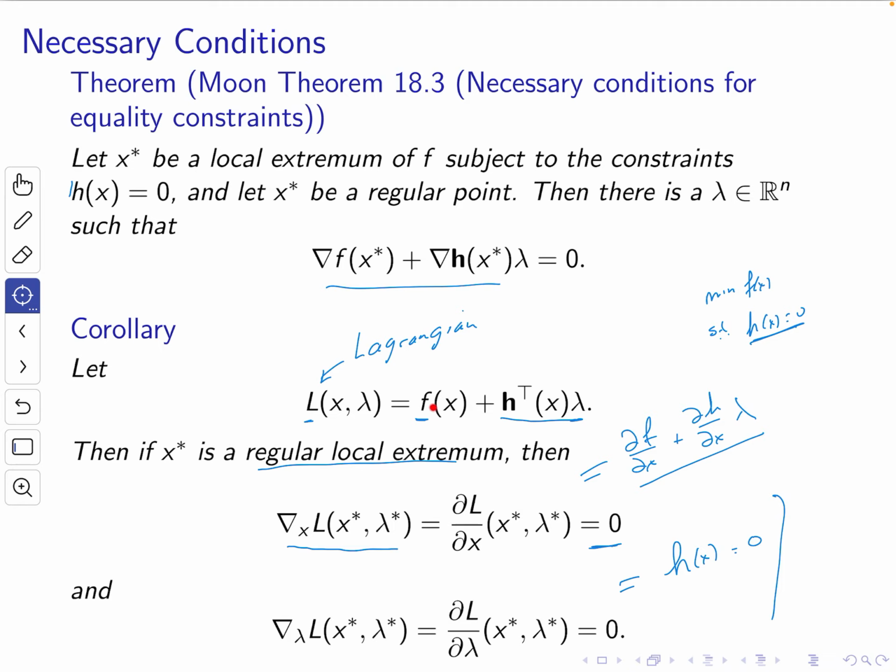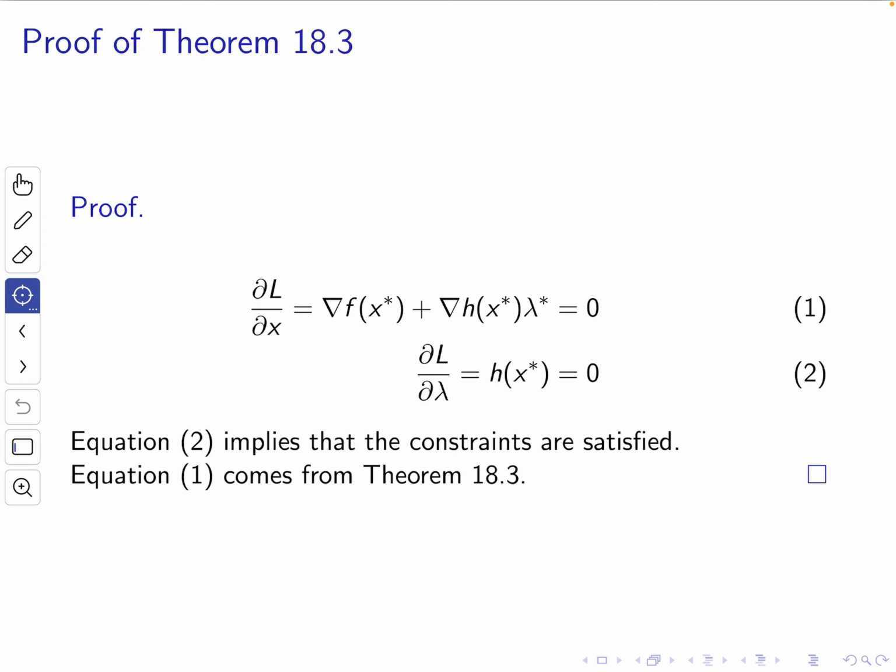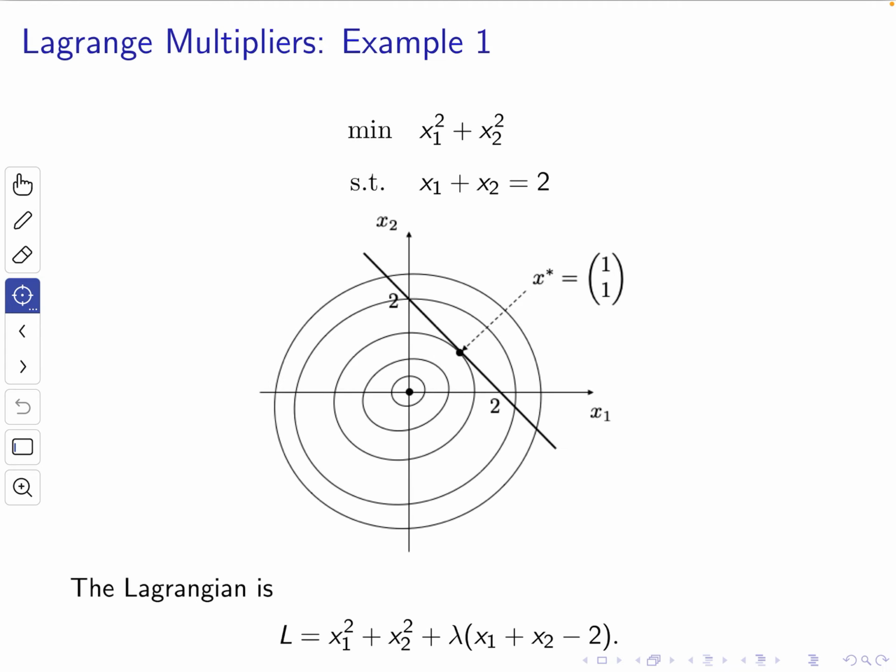I form this Lagrangian that has not just f, but my constraints and this extra variable lambda. Now I don't know x and I don't know lambda, but I do know that if I take the partial of this Lagrangian with respect to x and set it equal to 0, and the partial of L with respect to lambda and set it equal to 0, then if there's an x star and a lambda star that satisfy these two conditions, x star is a regular local extremum. So this becomes a very powerful tool.